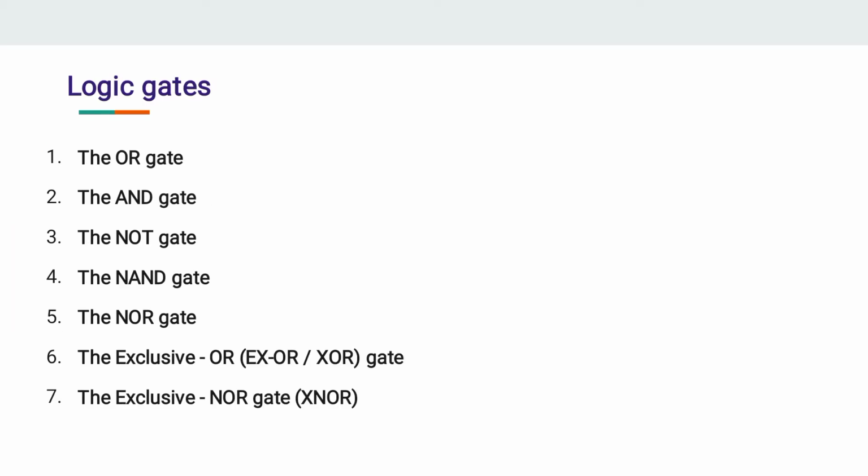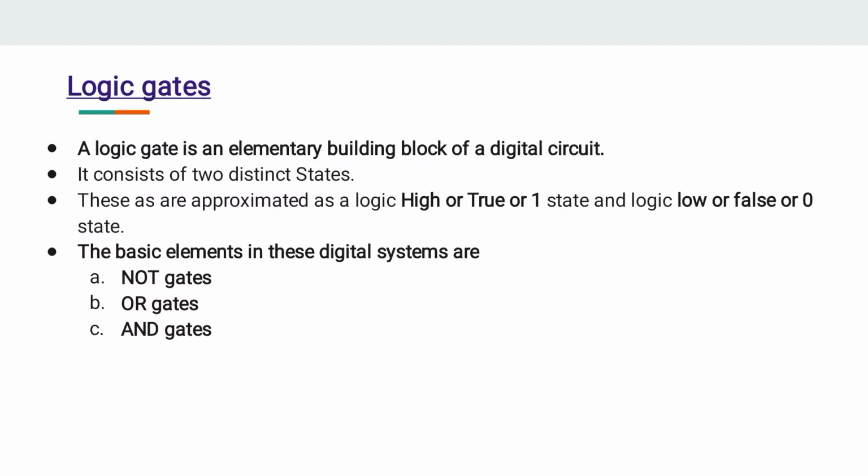In this topic we are going to study about the OR gate, AND gate, NOT, NAND, NOR gate, XOR, XNOR gates. Before going to take a look at all gates, let's see the basics, that is, what is a logic gate. A logic gate is an elementary building block of a digital circuit. That means this is a basic block for a digital circuit.